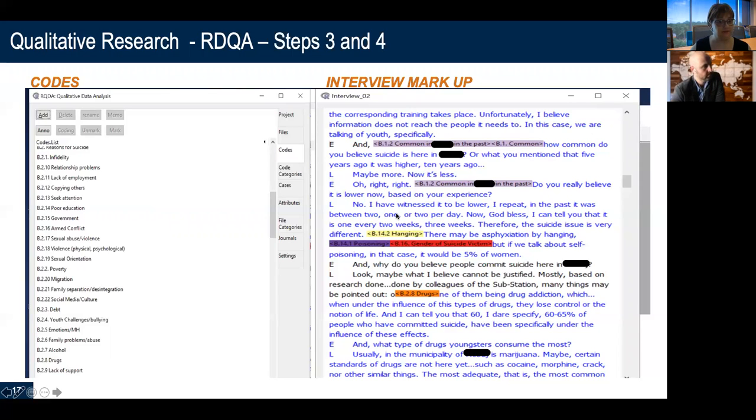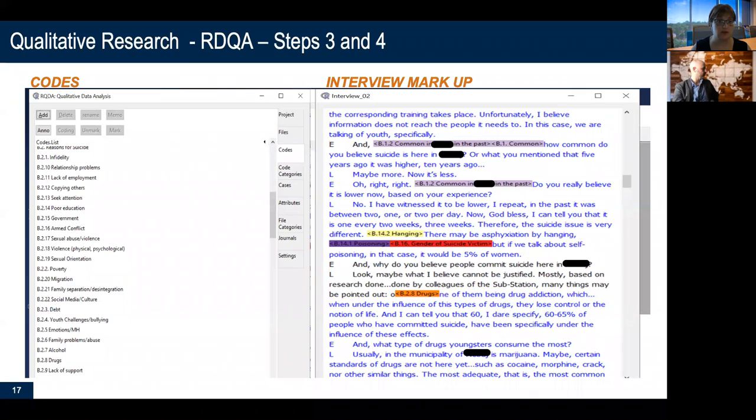So these are steps 3 and 4. On the left-hand side, you see our codes. It's a little cut out, so it's not very clear, but our reason for suicide was labeled as B2. Then we had B21 would be infidelity, B210 relationship problems, B211 lack of employment. So you can see all these different reasons that were provided to us that we were able to find in our transcripts. And then on the right-hand side, you can see one of the marked-up interviews.